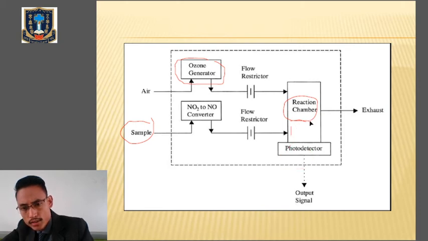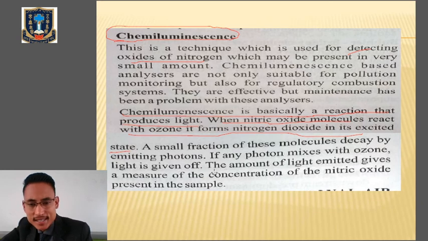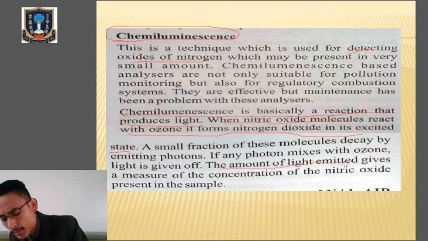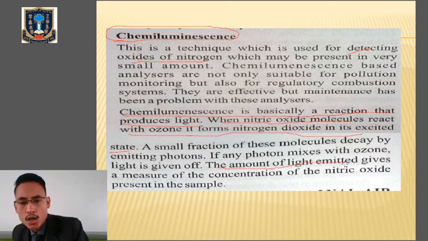Whatever amount of light is emitted here by the reaction of the oxide of nitrogen with the ozone will be detected by the photo detector. So depending on the amount of light emitted, this emitted light will give us the idea of the concentration of pollutants like nitric oxide present in the air sample.